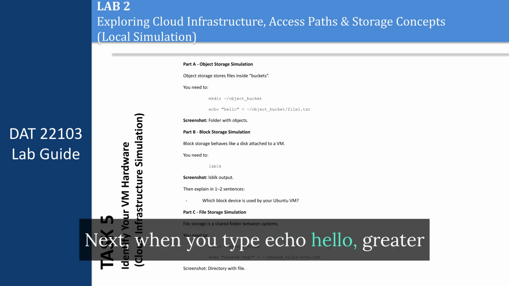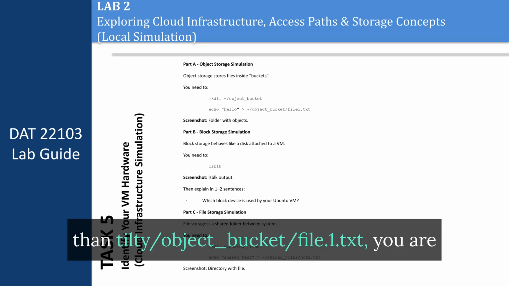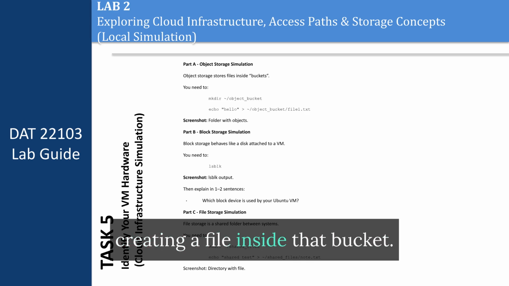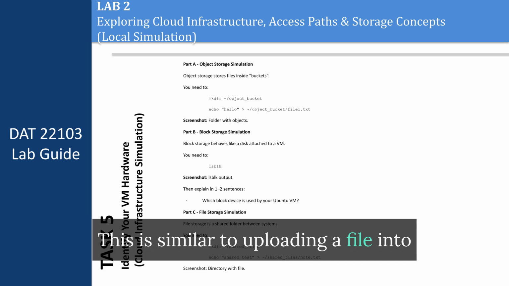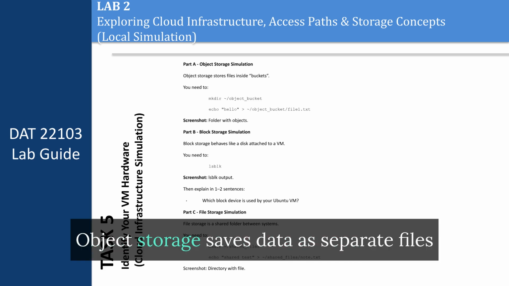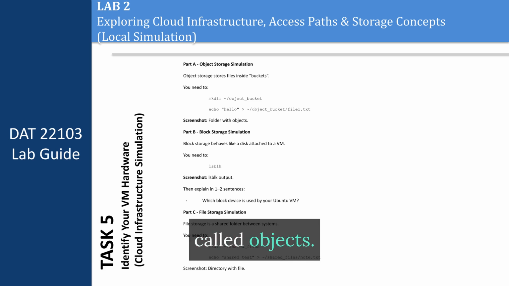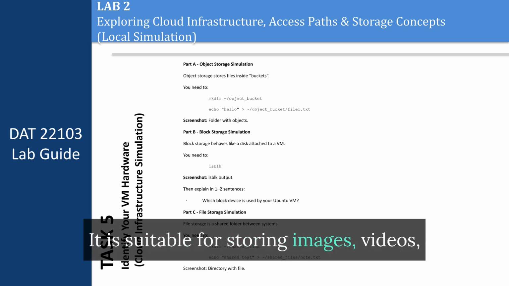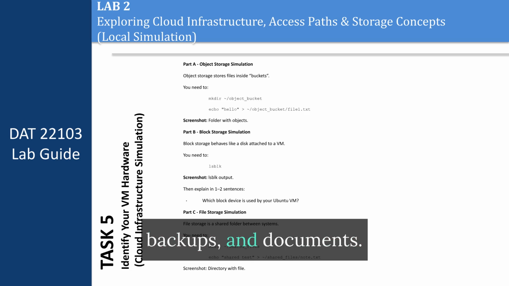Next, when you type echo hello > object_bucket/file1.txt, you are creating a file inside that bucket. This is similar to uploading a file into cloud object storage. Object storage saves data as separate files called objects. It is suitable for storing images, videos, backups, and documents.